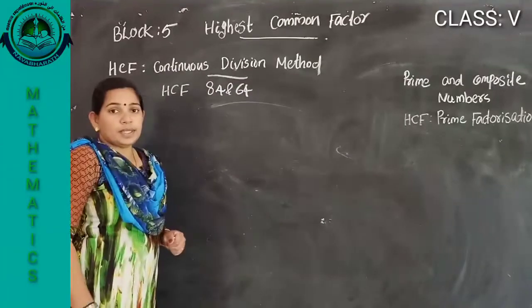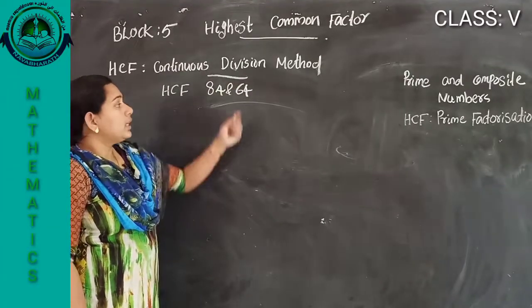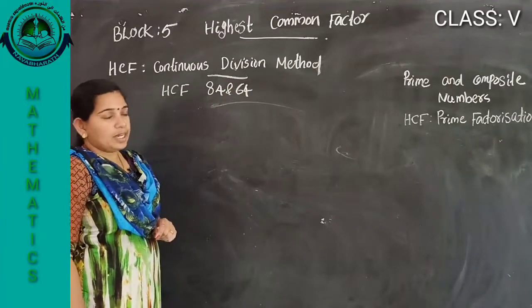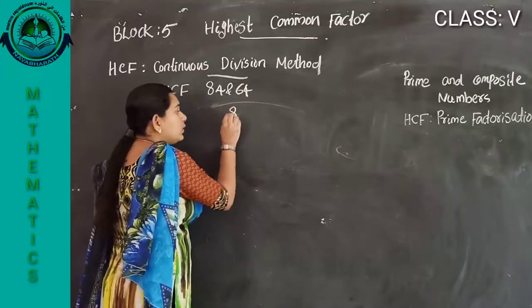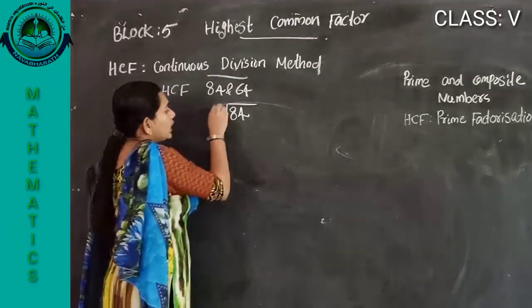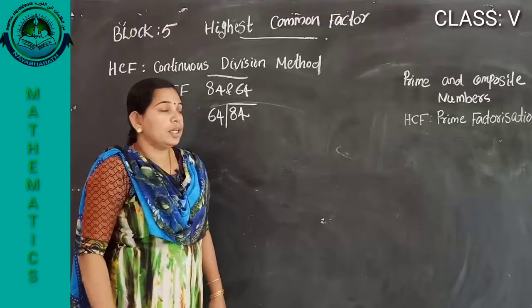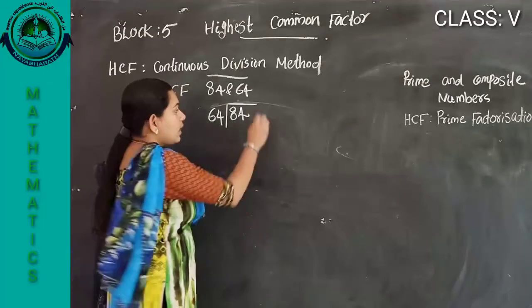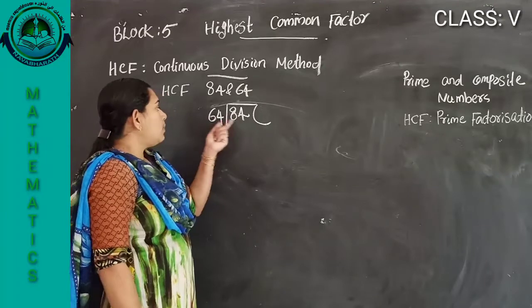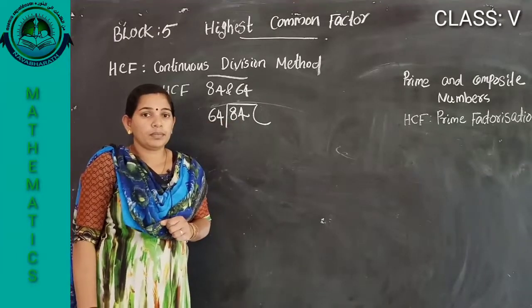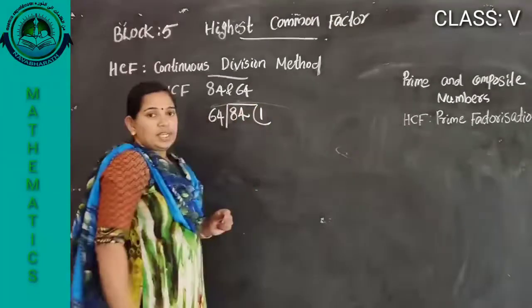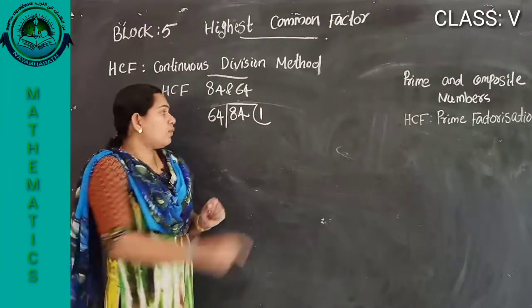Using this method, first we divide the bigger number by the smaller number. Here the bigger number is 84. First we divide 84 by 64. Regularly we write the quotient here. In 84, how many 64s are there? Yes, only one 64. So we write 1 here.